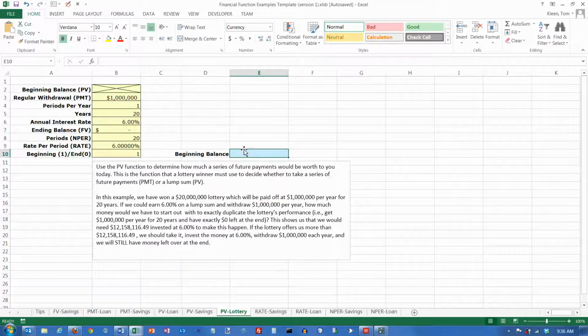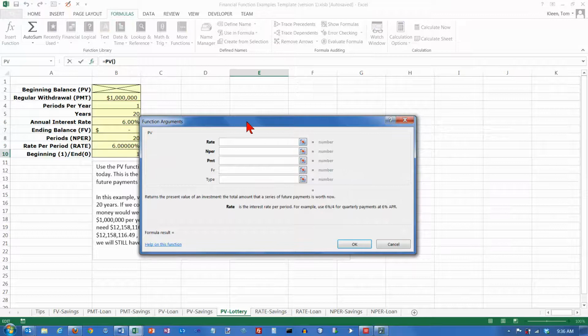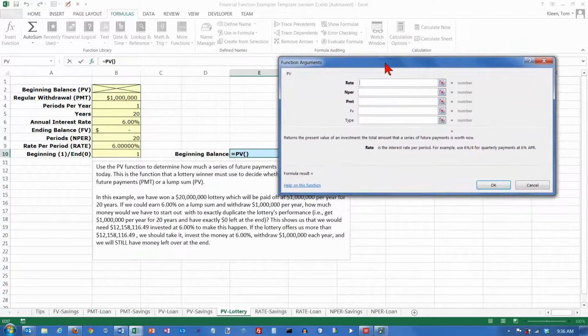And then what we need to do over here is use the present value function on financial here. Scroll down to the letter P, and there's PV. And we need to tell it what the rate is going to be. Well, the rate is going to be the rate per period, which in this case happens to be the annual rate, but that's usually not the case. The number of periods is here, and again that's the number of years, but that's usually not the case. Payment is always a negative number, and that's how much we're going to withdraw every year. Future value, we want it to be 0 when we're done, and the type is going to be this.